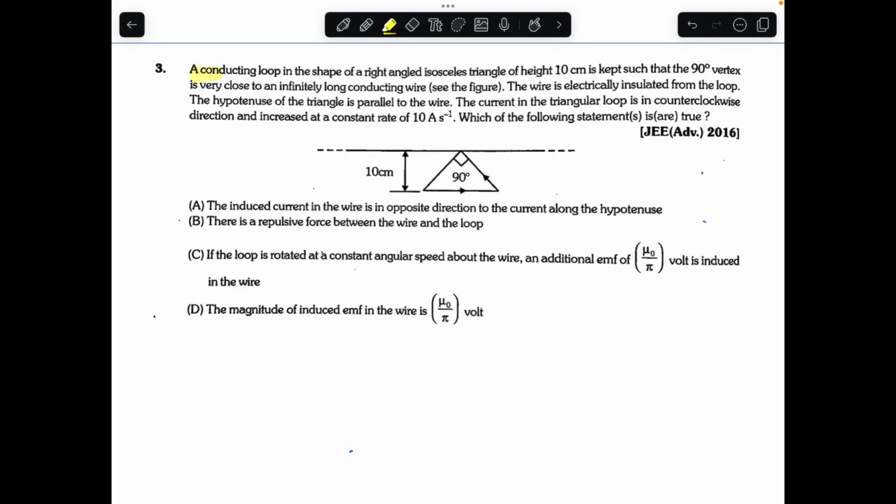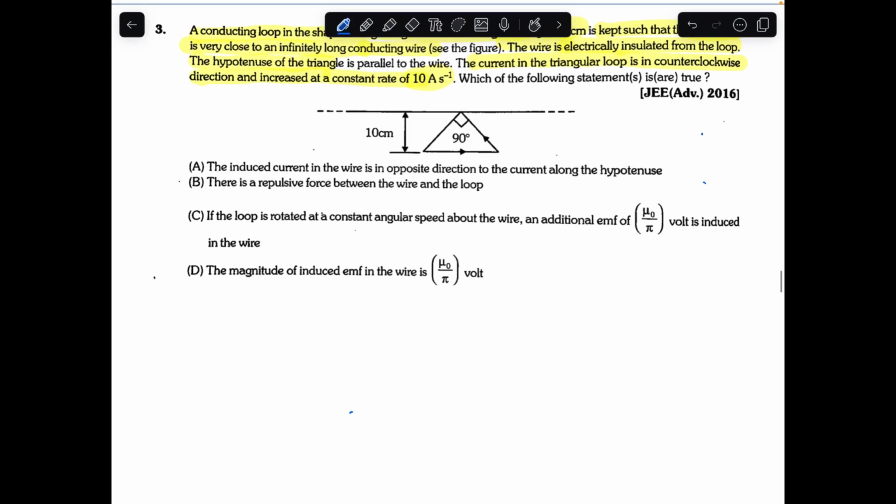Let us solve the next question. A conducting loop in the shape of a right angle isosceles triangle of height 10 centimeter is kept such that the 90-degree vertex is very close to an infinitely long conducting wire. The wire is electrically insulated from the loop. The hypotenuse of the triangle is parallel to the wire. The current in the triangular loop is in counterclockwise direction and increased at a constant rate of 10 ampere per second.